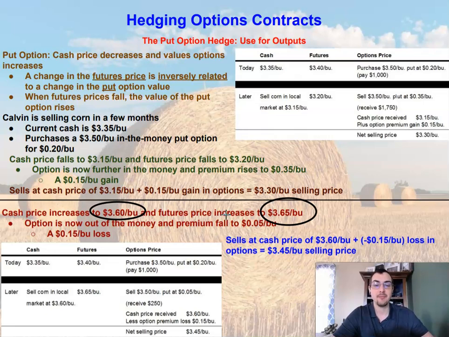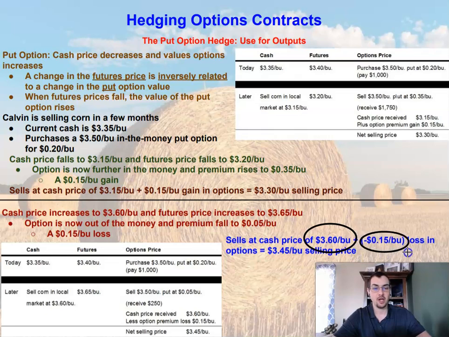And because it's out of the money, that contract is not worth as much. Now it's only worth 5 cents per bushel. So we actually lose 15 cents per bushel in the options contract. But we had a gain of 60 cents in the cash market. So we wind up selling that commodity at a cash price of $3.60. We add in our 15 cents loss in the options, and we wind up with a net selling price of $3.45.